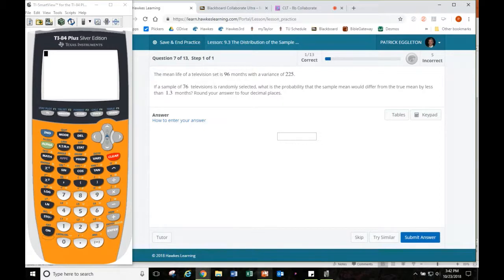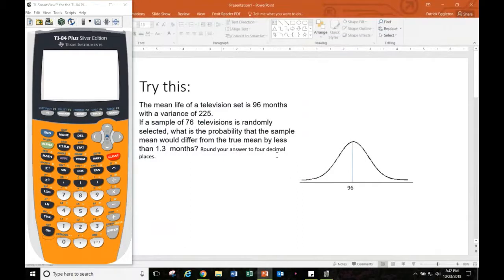So to do this, we're going to look at the graph of what this would look like. It's told us that the mean is 96 months with a variance of 225 months. We'll take that into consideration next. Now we want to know the probability that the sample would differ from the true mean by less than 1.3 months. So we want to see what that would look like. We want to go out 1.3 months higher than the current mean and 1.3 months less than the current mean. That would give us something that is in between, and we could shade that in to show that it should be somewhere between 94.7 and 97.3 months for our television.